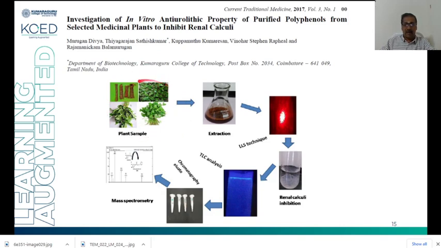So for the selected problem, we very carefully investigated a few plants. From those screened plants, we went for an extraction process. We extracted the materials, phytoconstituents, from all the selected plants, right? So extraction could be the first step. From the extraction, you can see polyphenol. That is the target analyte.